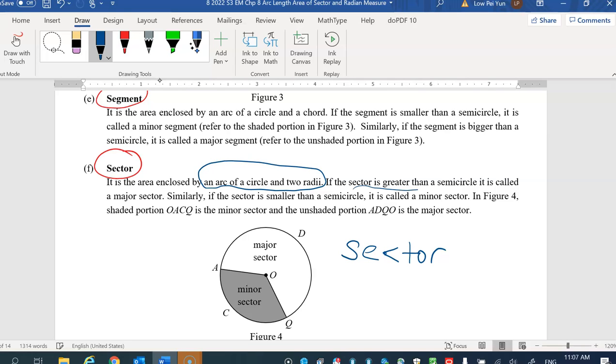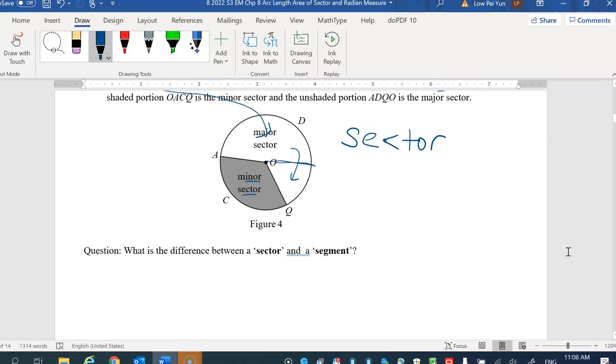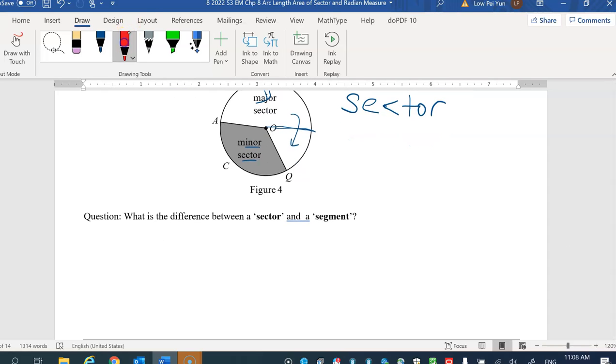So if the sector is greater than the semicircle, it's called the major sector over here. And then if the sector is smaller than the semicircle, it's called the minor sector. So this is the minor sector over here. Okay, so what is the difference between the sector and the segment? Well, the sector is an area within the circle formed by the arc and two radii, whereas the segment is formed by the arc and a chord. So there is the difference.